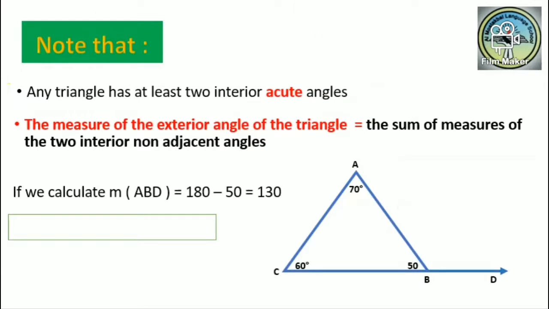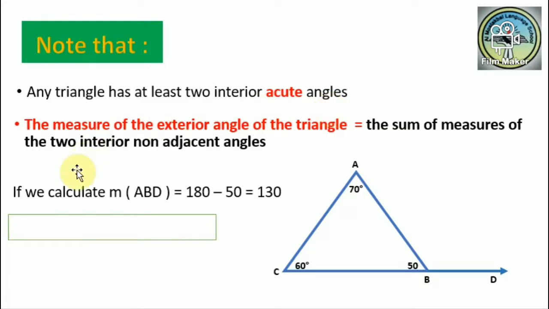Let's start our lesson today by this note. At any triangle, there are at least 2 acute angles. Yes, in a right angle triangle, there is one right angle and the other 2 angles must be acute. Also in an obtuse angle triangle, there is one big angle, obtuse, and the other two angles are acute. So whatever the type of triangle, any triangle has at least two interior acute angles.